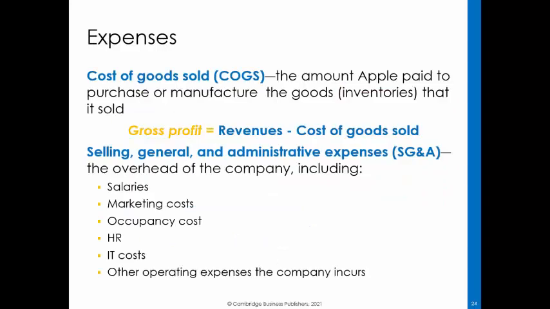While revenues represent the retail selling price of the goods sold to customers, cost of goods sold is the amount Apple paid to purchase or manufacture the goods or inventories that it sold. Manufacturing and merchandising companies typically include a subtotal called gross profit, which is revenues less cost of goods sold. Apple's overhead is reported in the selling, general, and administrative expenses that include salaries, marketing costs, occupancy costs, HR and IT costs, and all of the other operating expenses the company incurs other than the cost of purchasing or manufacturing, which is included in cost of goods sold.